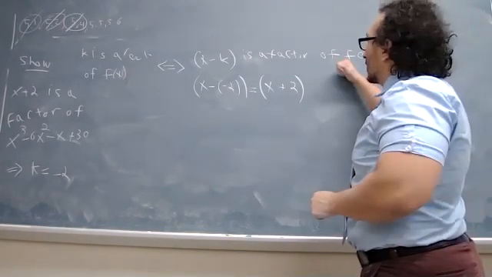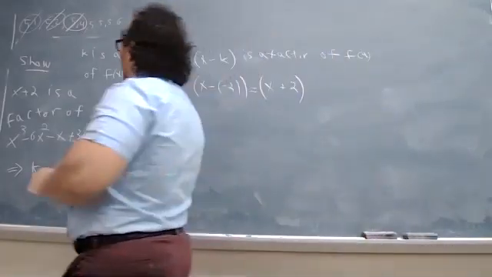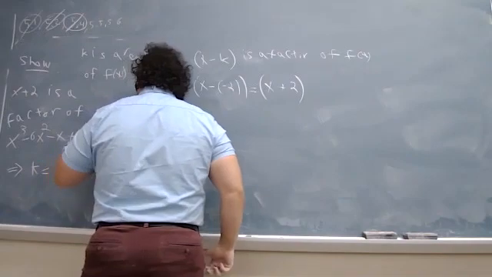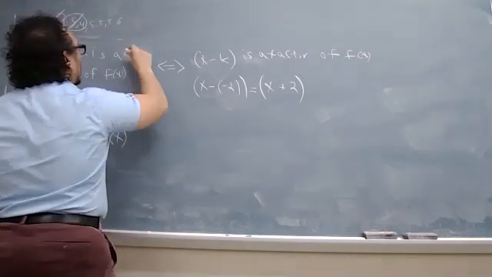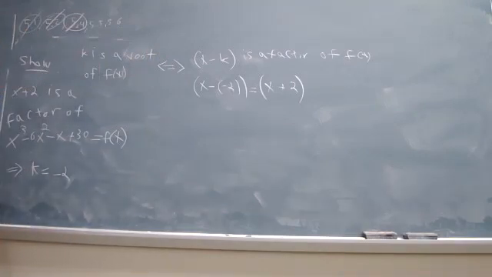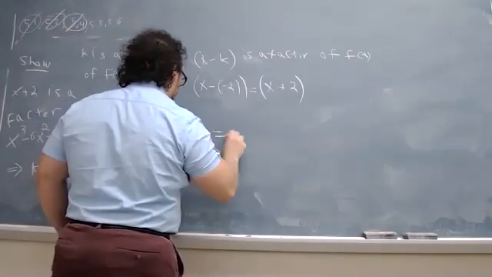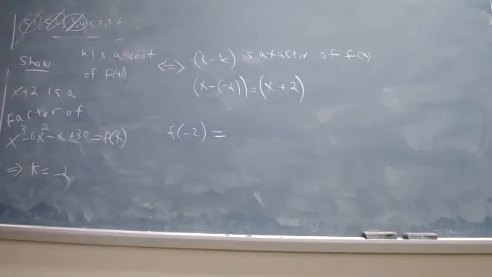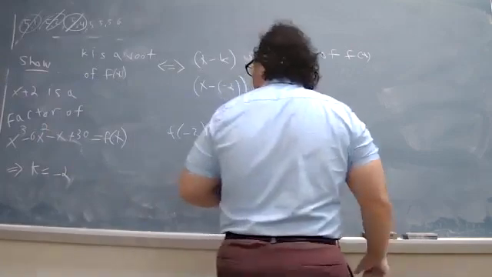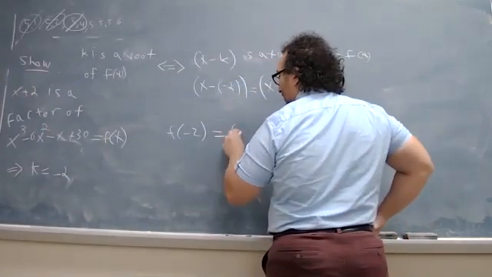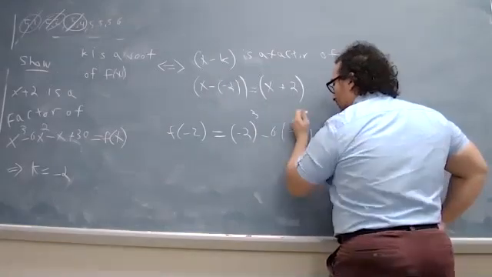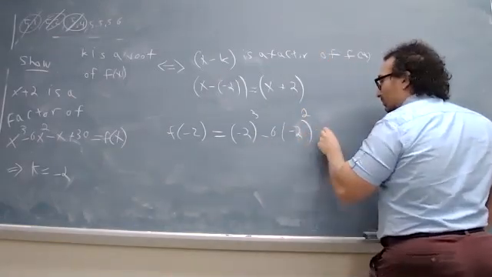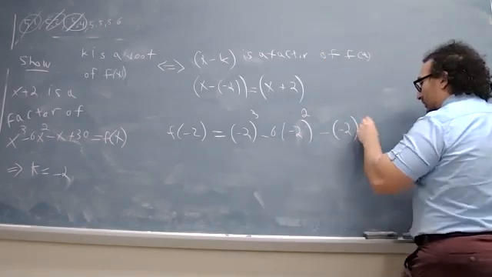Now, notice that x plus 2 is a factor of f of x. Here's f of x. That implies that k is a root of f of x. Meaning, if we can evaluate f of negative 2 and it spits out a 0, then we're done. We've shown that it's a factor of x cubed minus 6x squared minus x plus 30. So let's do it. This is negative 2 cubed minus 6 times negative 2 squared minus negative 2 plus 30.